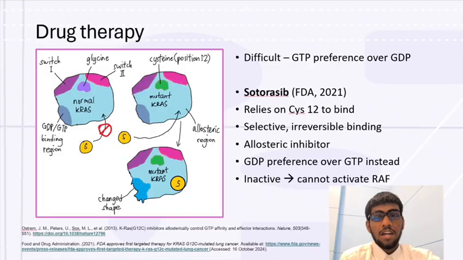Now, Kumara will talk about one drug therapy against RAS-related cancers. A recent drug, sotorasib, relies on the cysteine to bind at the 12th position. This binding is selective and irreversible, inhibiting the allosteric site. Hence now, the protein prefers GDP more instead of GTP, making it inactive and unable to activate RAF.